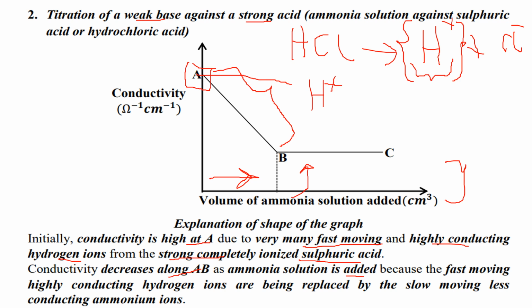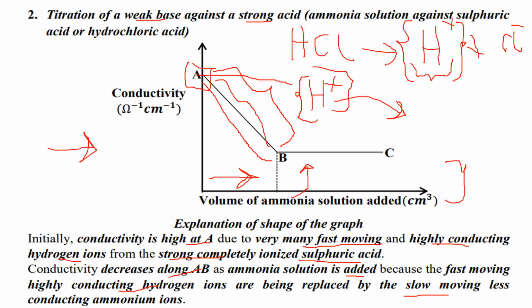the fast moving hydrogen ions are being replaced by very heavy ions, which causes a decrease in the conductivity. So you're going to say that because the fast moving and highly conducting hydrogen ions are being replaced by the slow moving and less conducting ammonium ions, the ammonia that is being added reacts with sulfuric acid, giving us ammonium sulfate. Then later ammonium sulfate ionizes to give us ammonium ions. So the ammonium ions are heavy as compared to the hydrogen ions, so they are not as fast. They don't have a fast mobility or conductance like hydrogen ions, which causes a progressive decrease in conductivity along line AB.